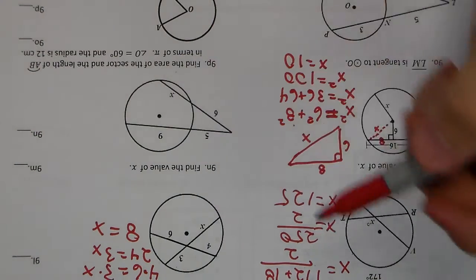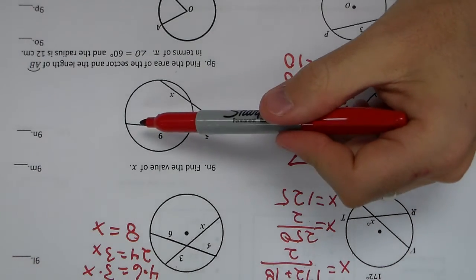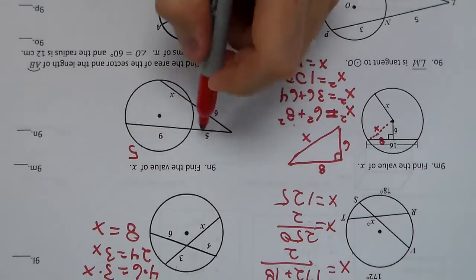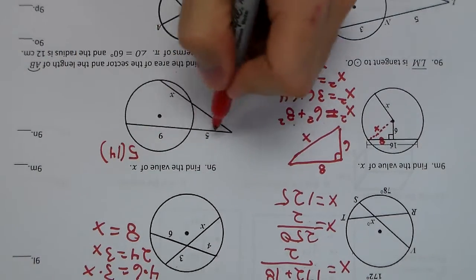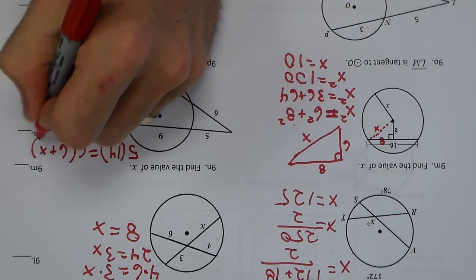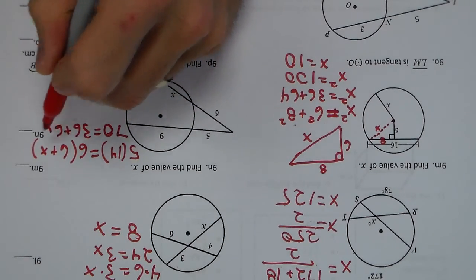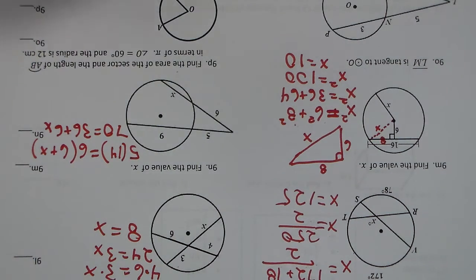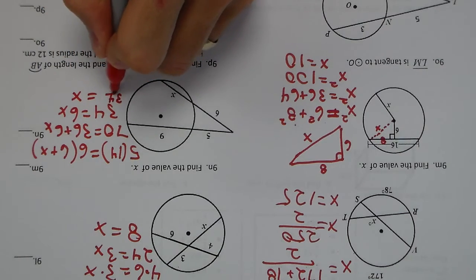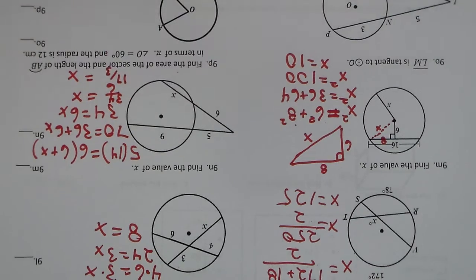In number 9N, it's 2 secants. So my rule here is to multiply the outside part times the whole thing of one line equals the outside portion times the whole thing of the other line. So my top line is 5 times 14, because that's 5 and 9, and then 6 times 6 plus x. So I'm going to make this 70 equals 36 plus 6x. I do 70 minus 36 gives me 34 equals 6x. Gives me 34 over 6 after I divide, which gives me an answer of 17 over 3 once I reduce.